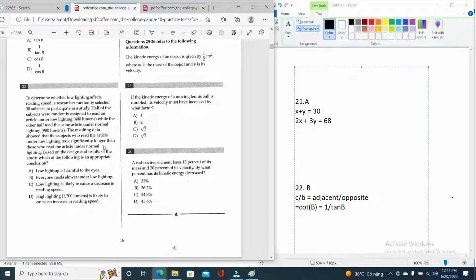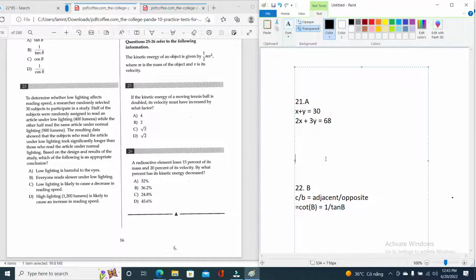The resulting data show that the subjects who read the article on the low lighting took significantly longer than those who read the article on the normal lighting. Alright, based on the design and the result of the study, which of the following is an appropriate conclusion? A: Low lighting is harmful to eyes. This experiment actually has nothing to do with the effect on the eye, so A is wrong. This is not A, okay?